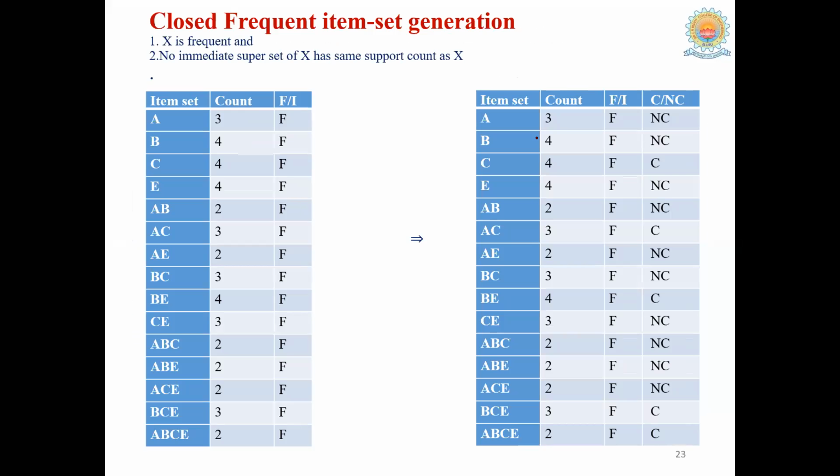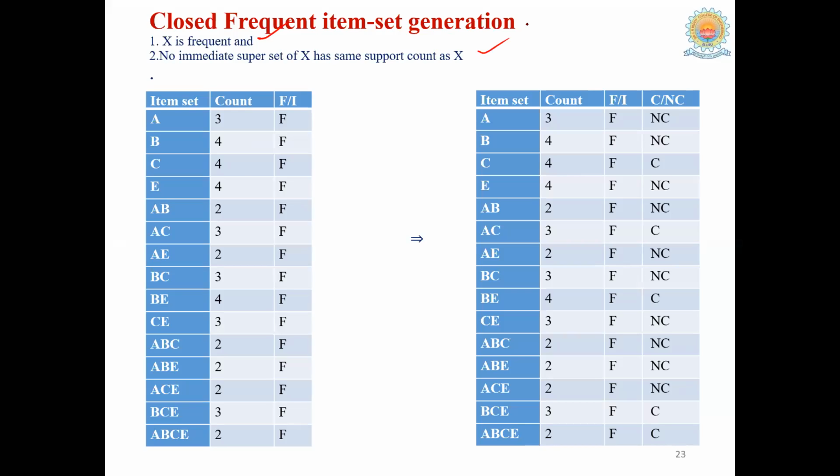And here, coming to the first one, closed frequent item set. Now we have filtered all infrequent item sets, so we are done with the first step. Now we are in the second step. What is that? No immediate superset of X has the same support count as X. So first we need to find out the immediate supersets of X. What is an immediate superset?